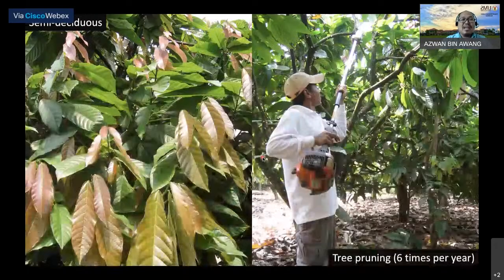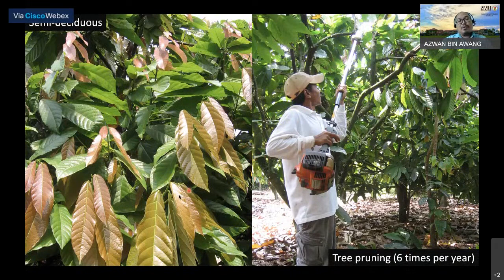Cacao produces a lot of leaves. You can see that different maturity of the leaves gives different colors. Early stage cacao leaves are colored red, and then as they mature, they turn green. Semi-deciduous means that sometimes they shed leaves. The leaves just die and fall. That is what is meant by semi-deciduous.